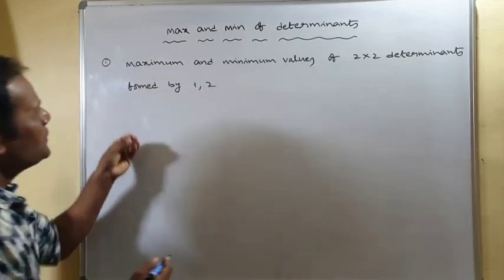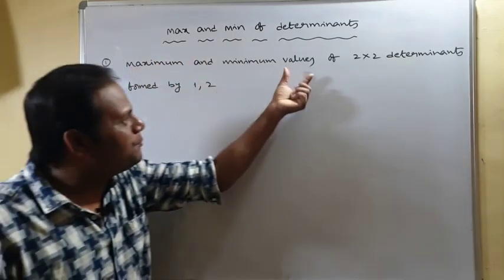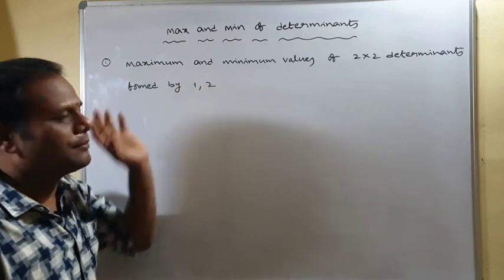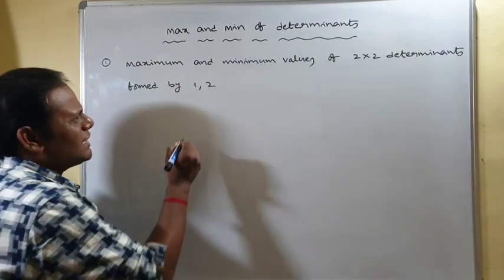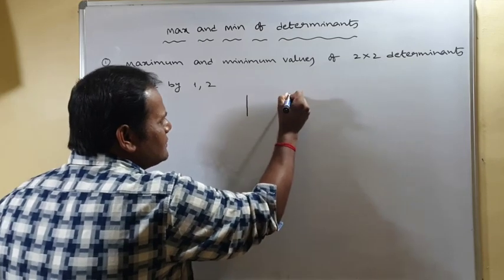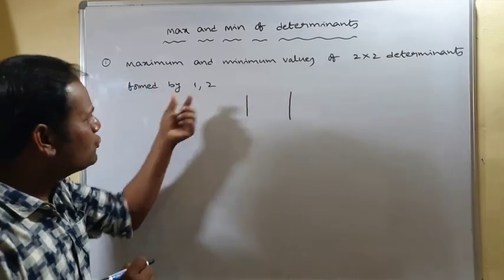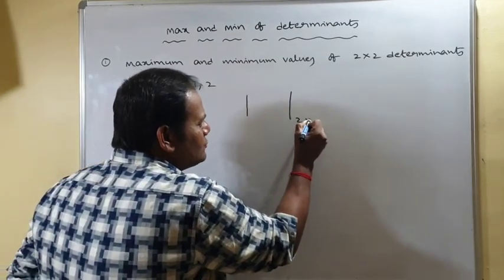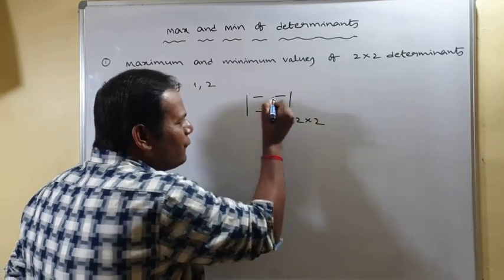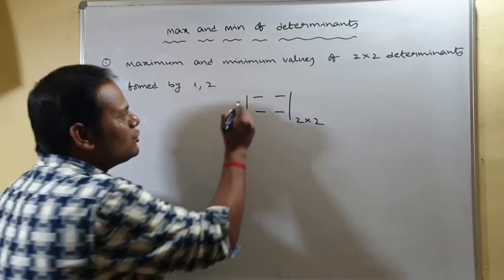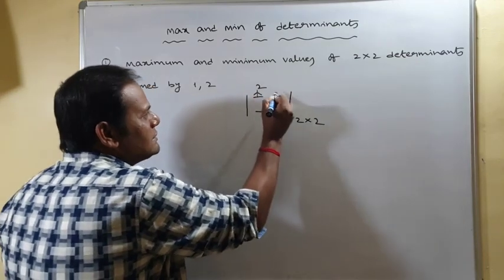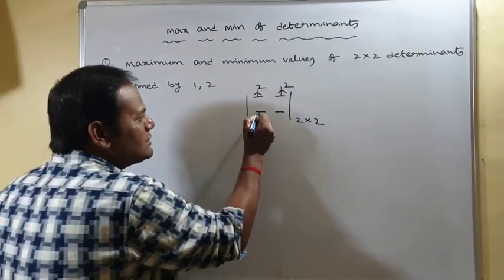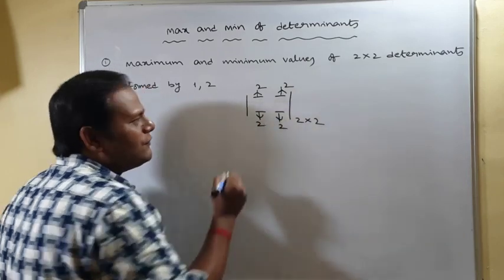Okay, see, find the maximum and minimum values of 2 by 2 determinants formed by 1 comma 2. Listen carefully. How many determinants can you form using the elements 1 and 2? In 2 cross 2, how many places will be there? 4 places we have. So you can fill the first place in 2 ways, the second place in 2 ways. I mean, in the second place you can use either 1 or 2. The third also can be filled in 2 ways, the fourth also in 2 ways.